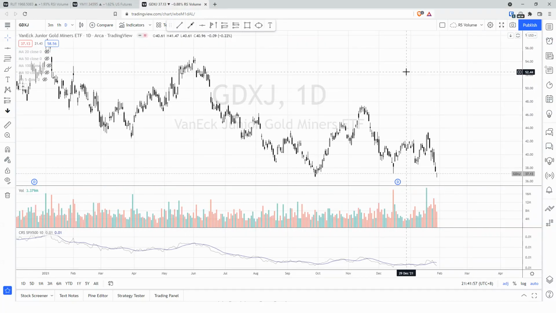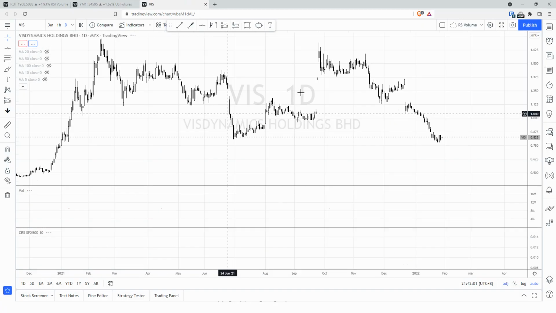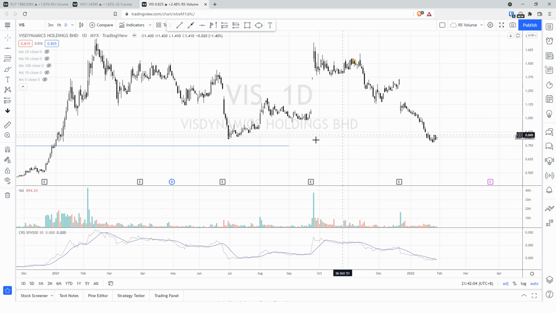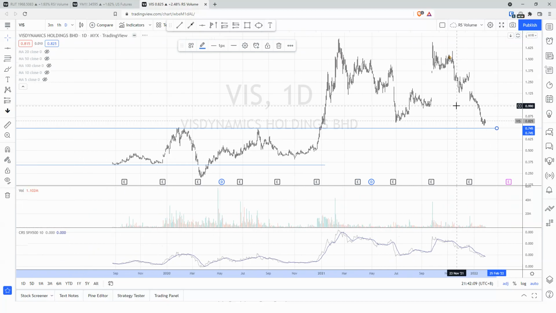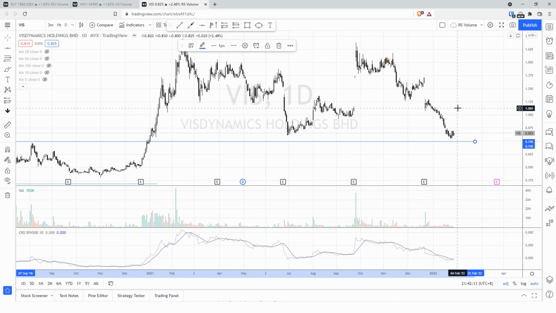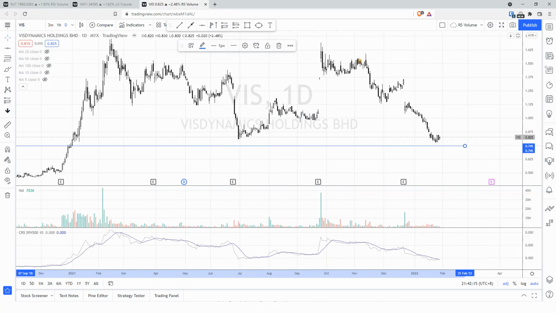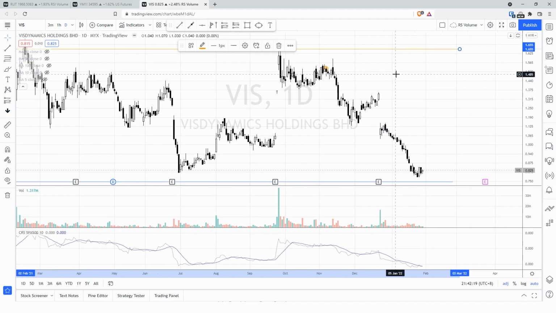Let's see, VIS. Okay, so this is VIS. I think the structure is certainly not good. Big trading range, a super big trading range here. But selling is quite limited. I don't really see a lot of selling here. It just fell together with the market. Right now it's at a support.